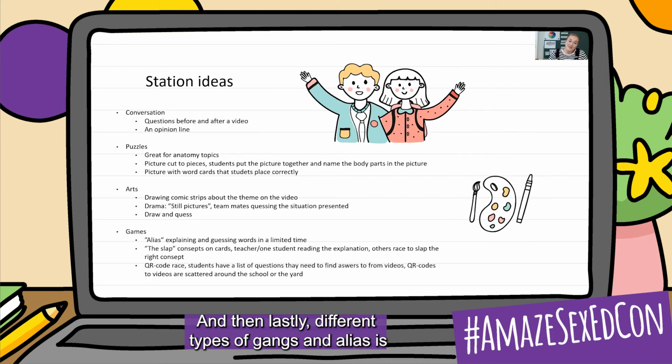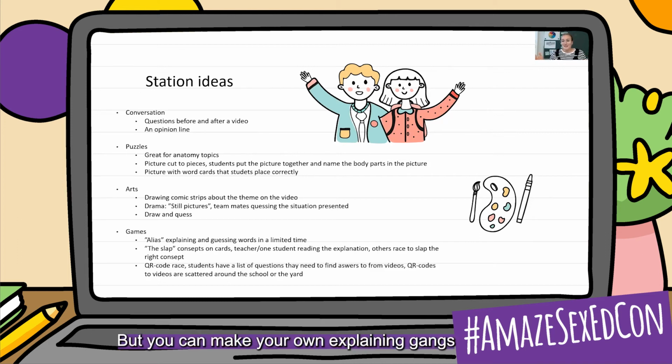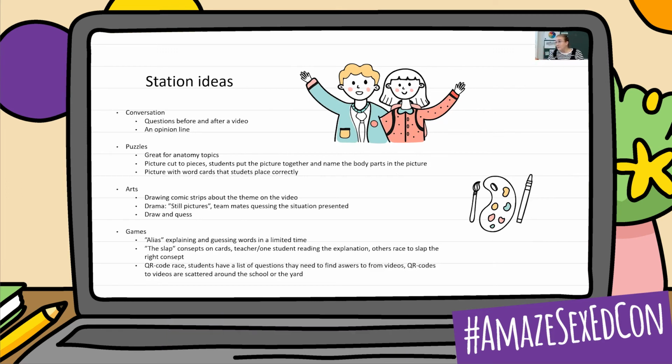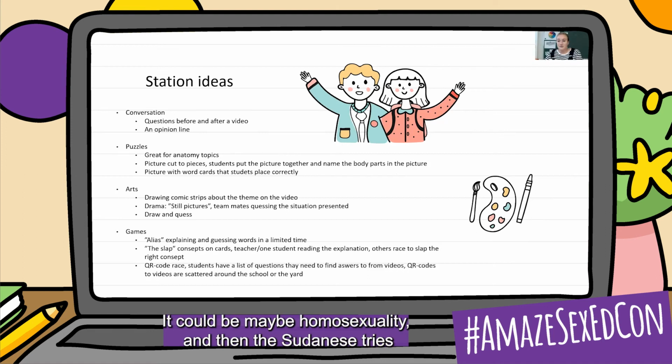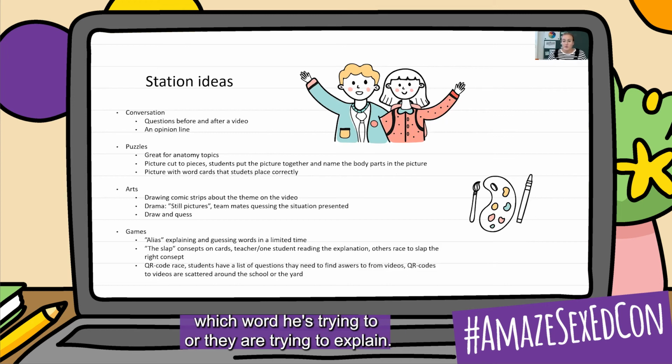And then lastly, different types of games. Alias is actually an official game in Europe where you're explaining and guessing words in a limited time, but you can make your own explaining games, as many of them as you want to. So the student lifts a card, and it says some sort of concept. It could be maybe homosexuality, and then the student tries to explain the word without saying homosexuality, and the others try to guess which word they are trying to explain.